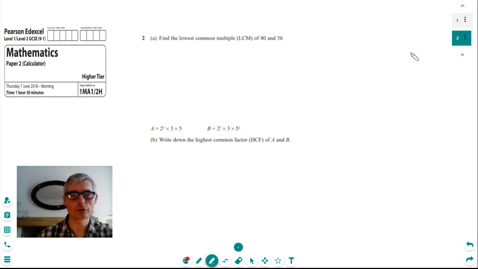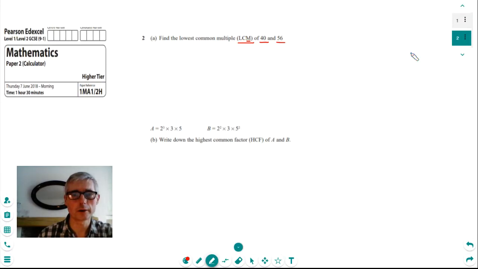I'm going to continue going through the Edexcel Maths 2018 High Tier Paper 2. So we're on question 2 now. This is asking us to find the lowest common multiple, LCM, of 40 and 56. What this means is, what is the lowest number that both 40 and 56 will go into? So it's a multiple of both of these two numbers.